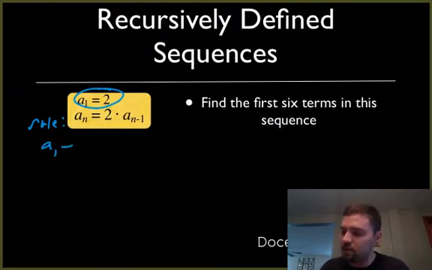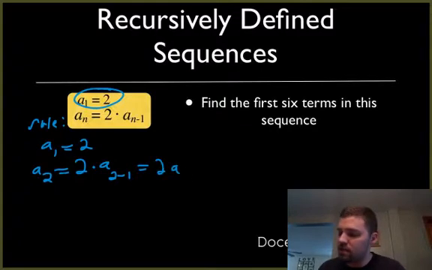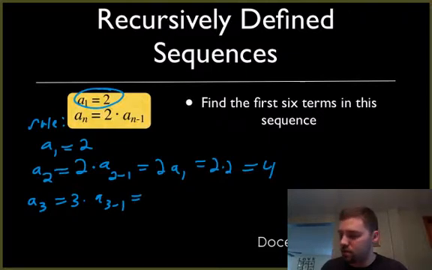But a sub 1 is 2. Then I want the 2nd term in the sequence. That's going to be a sub 2, which is going to be 2 times a sub 2 minus 1, because remember, n was 2. So this is going to be 2 times a sub 1. Oh, look, that was the previous term. That's going to be 2 times 2, which is 4. And a sub 3 is going to be 2 times a sub 3 minus 1, which equals 2 times a sub 2. You see where I'm going here, which is 2 times 4, which is 8.